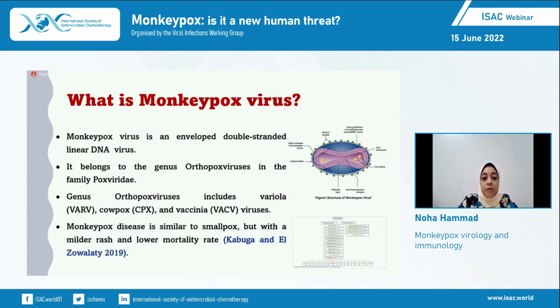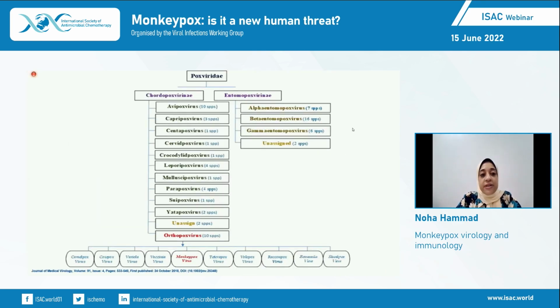Monkeypox virus is an enveloped double-stranded DNA virus with a linear genome. It belongs to the Poxviridae family, which has two subfamilies: Entomopoxvirinae, which infects insects, and Chordopoxvirinae, which infects vertebrates. Chordopoxvirinae has 12 identified genera. Monkeypox virus belongs to the Orthopoxvirus genus, with 9 other species, some of which are of medical importance to humans, including vaccinia virus and variola virus.